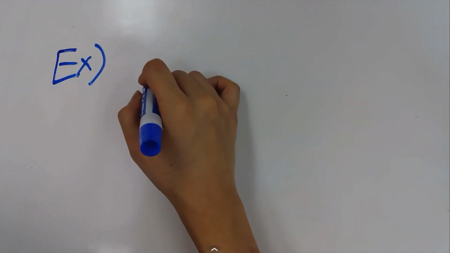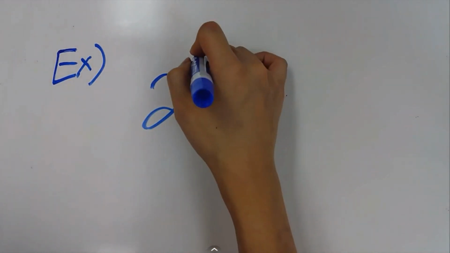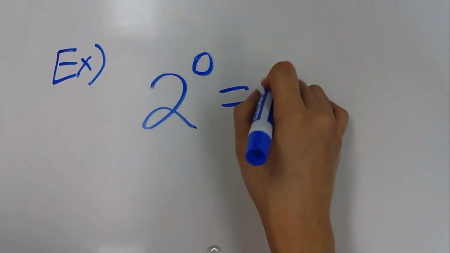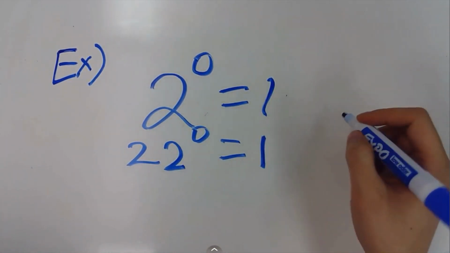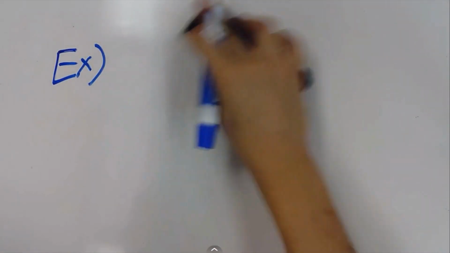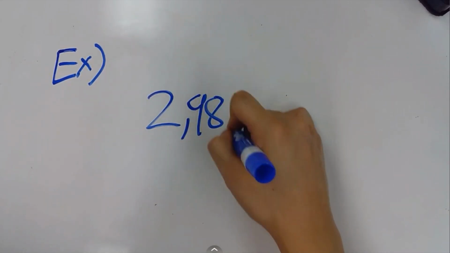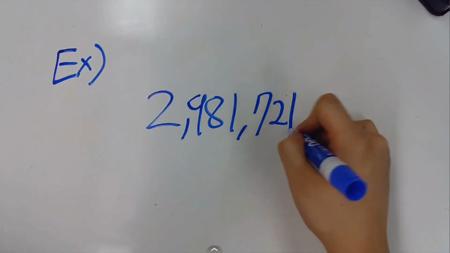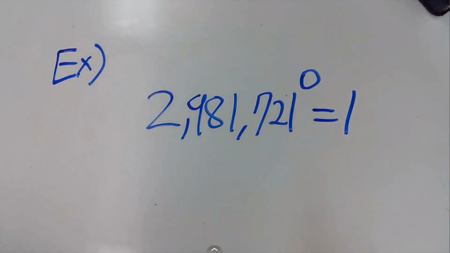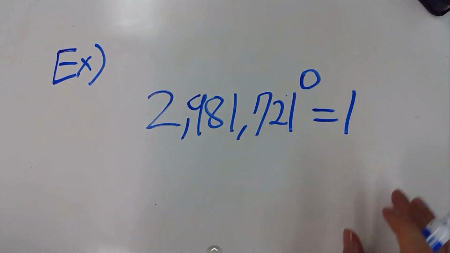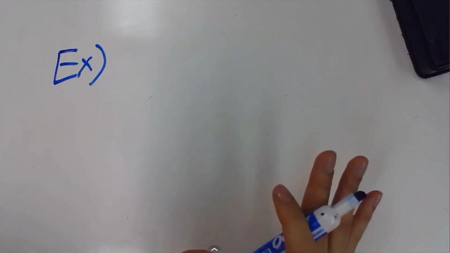So anything, as in literally any number or letters, so 2 to the power of 0 is equal to 1. 22 to the power of 0 is 1. Even if I have something crazy like 2,981,721, if I have that to the power of 0, that is going to equal 1. And this fact doesn't change even if there is the craziest mathematical expression that you can imagine.